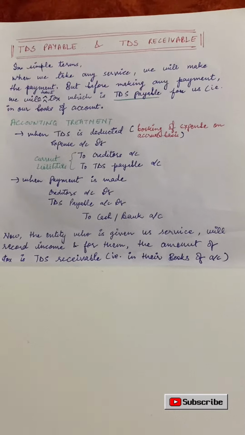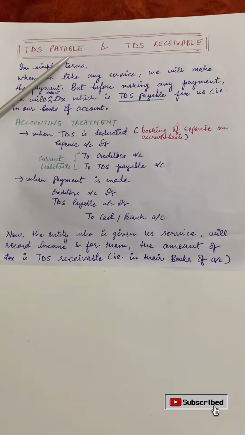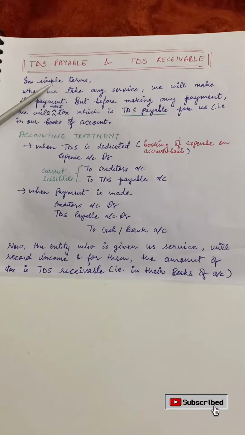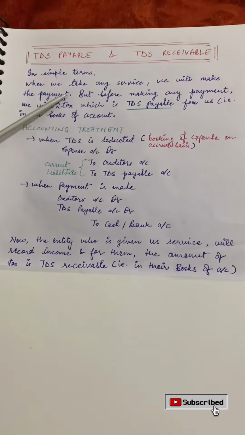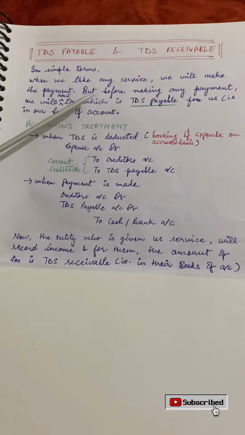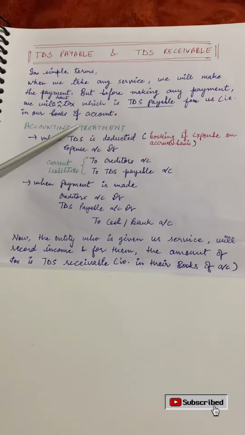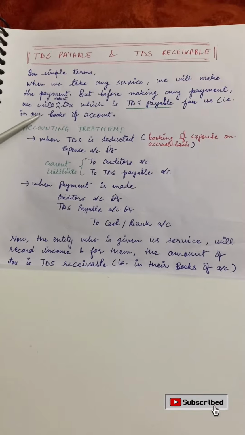So, our topic of the day is TDS payable and TDS receivable. So, let's first understand what is TDS payable. When we take any of the services, then we have to make the payment, but before making the payment, we will deduct the tax, and that tax is known as TDS payable, and it will be recorded as TDS payable in our books of accounts.